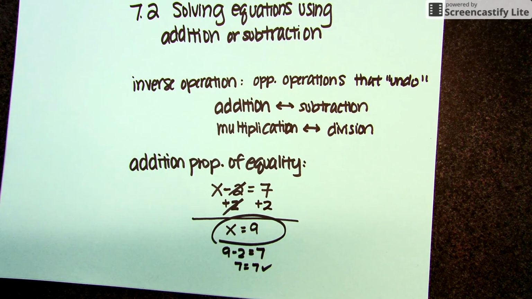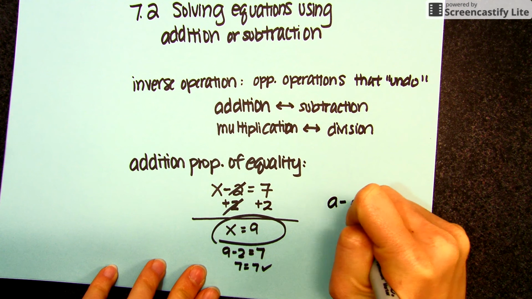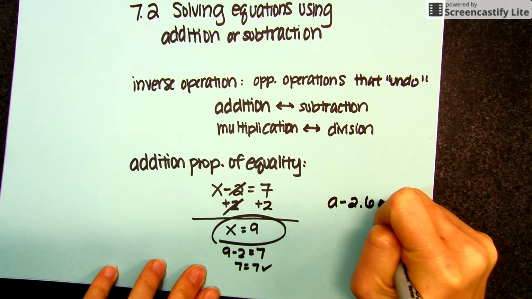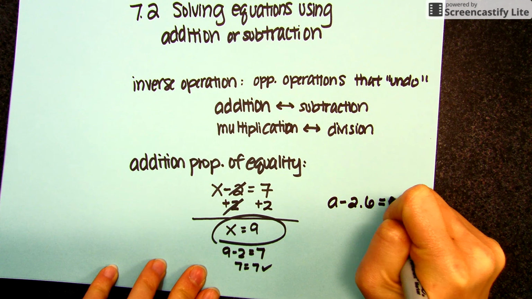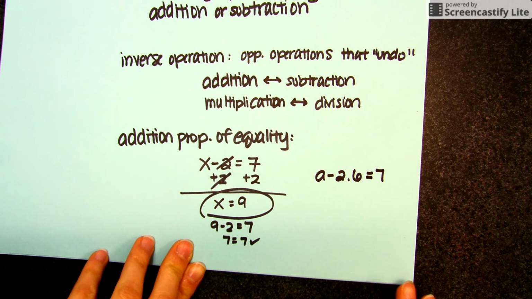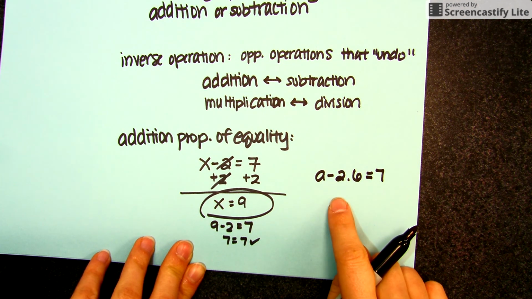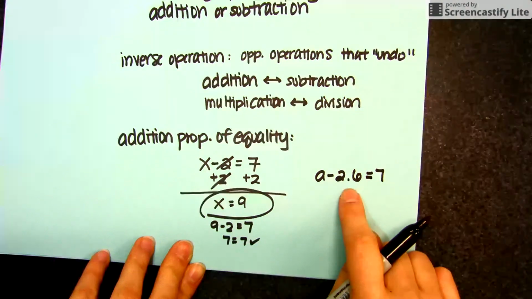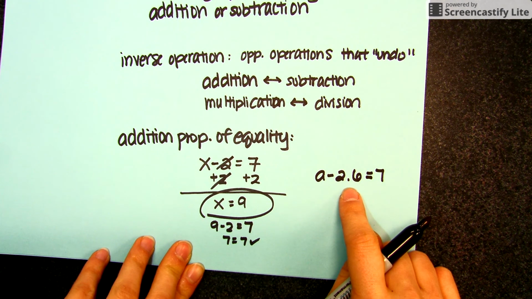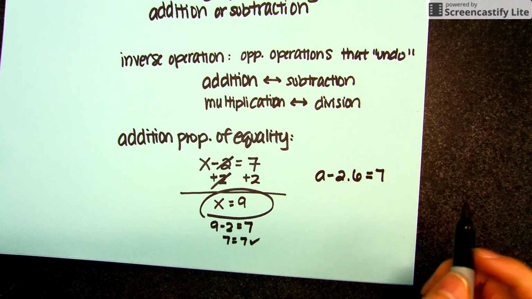Let's do another example. A minus 2.6, or 2 6/10, equals 7. A lot of people are always asking, well, I can just do mental math. Yes, but there's going to be more and more difficult problems like this. There might be decimals now. There also might be fractions. There might be combining like terms. So you need to know the addition property of equality. You need to make sure that you get in a good habit of showing your work.